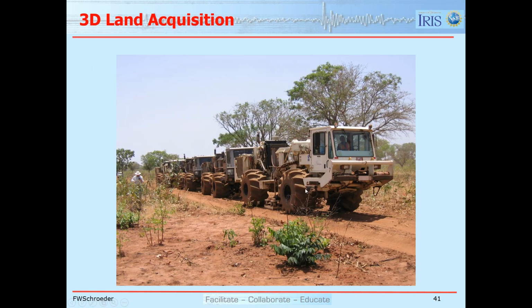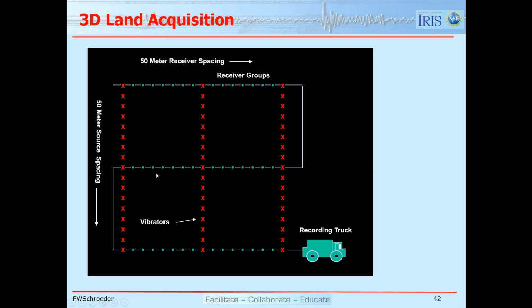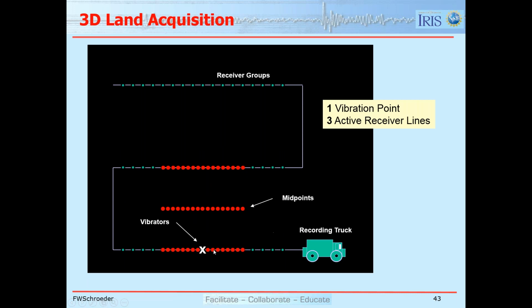Here's a picture, and if I can count the tires, there's 1 set, 2 sets, 3 sets, 4 sets. I don't know if there's a 5th truck back there, but it's either 4 or 5 vibrators that are going to vibrate the ground. In a map view, we are going to have the vibrators vibrate where the red X's are, and the geophones are located where the little green circles are located. And so we could vibrate at this point, and the red represents the midpoints.